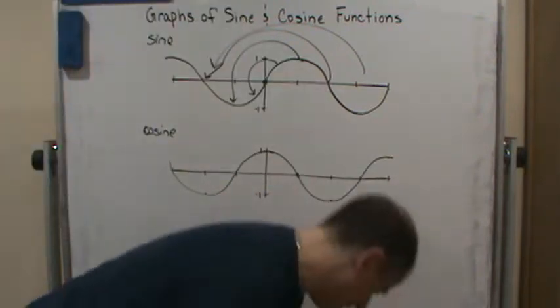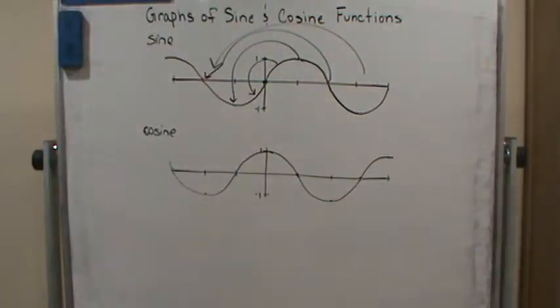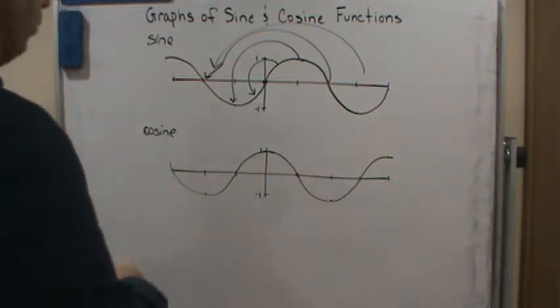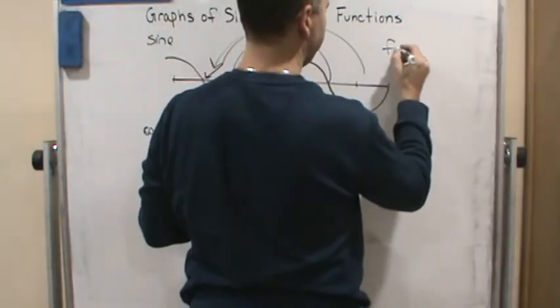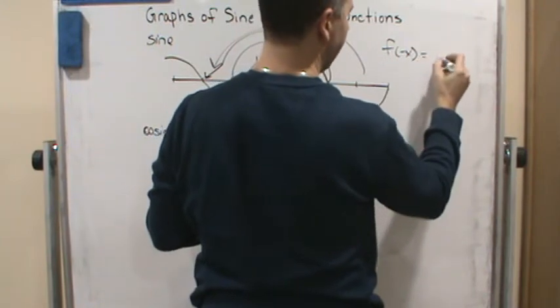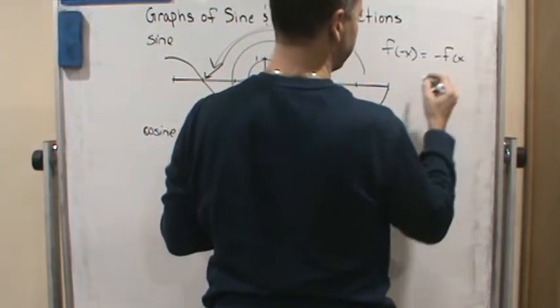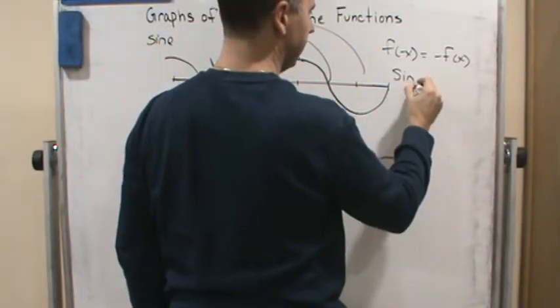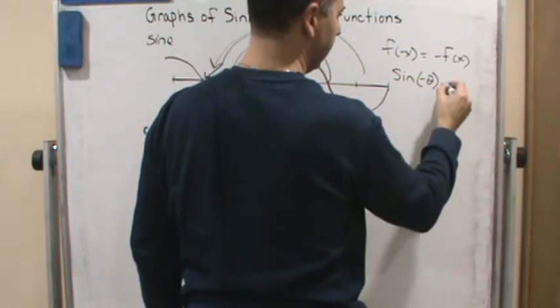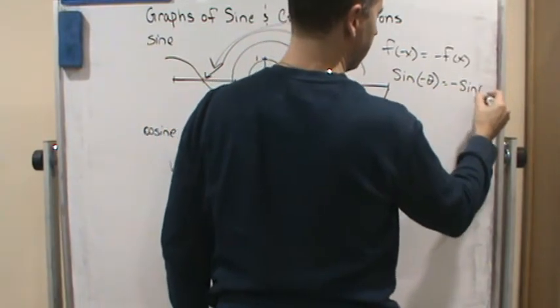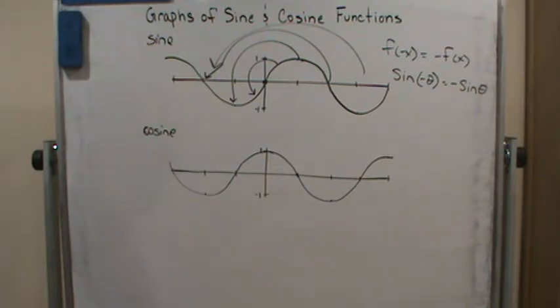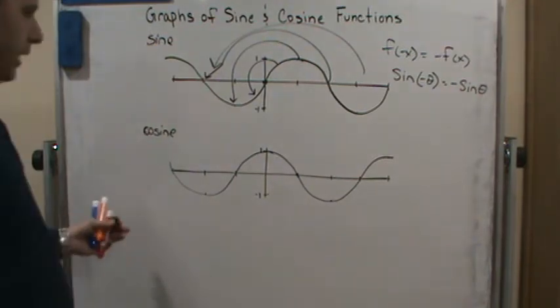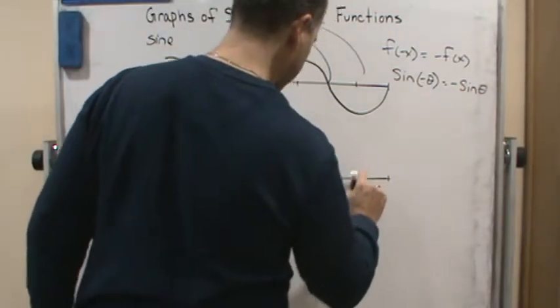So this tells us that this is an odd function, okay? And so what does it mean to be an odd function again? Well, that means that if you put in a negative value, so if you take f of negative x, you get negative f of x. So in this case here, what does this tell us? This tells us that sine of negative theta equals negative sine theta. So that's an odd function, by definition.